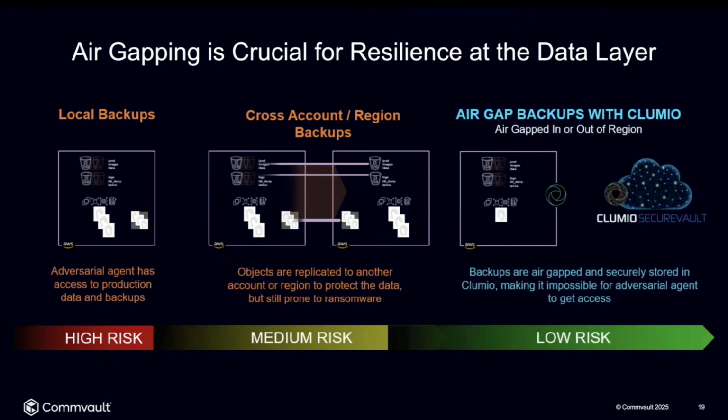And that's where air-gapped backups come into play. These are what give you the highest resilience and pose the lowest risk. These backups are stored outside of your enterprise security sphere in what we call Clumio Secure Vault. And you cannot access the data without due authorization and access. And these are immutable by design.